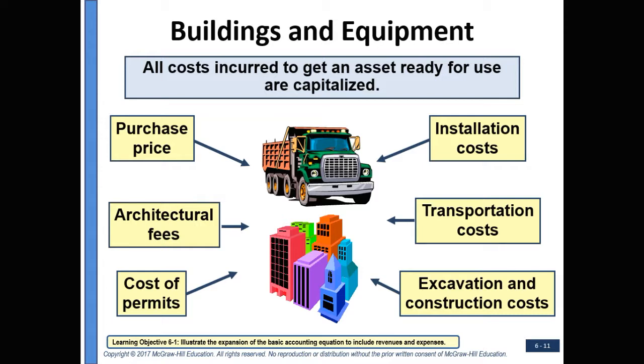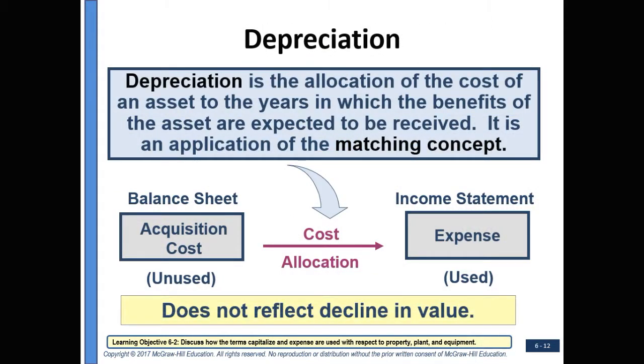We engage in what's called depreciation. Depreciation is the allocation of the cost of the asset to the years in which the benefits of the asset are expected to be received. It is an application of the matching concept. The original cost of the non-current asset represents the prepaid cost of economic benefits to be received in the future.